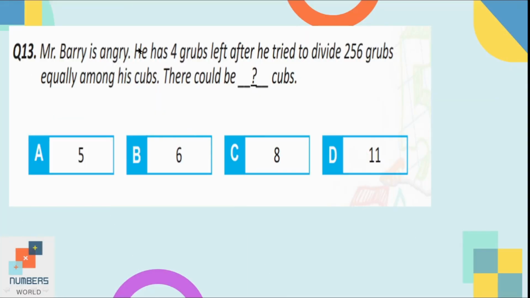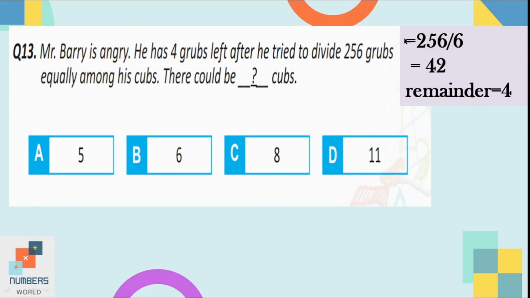Question number 13. Mr. Berry is angry. He has 4 grubs left after he tried to divide 256 grubs equally among his cubs. There could be dash cubs. So we need to find out a number. If we divide 256 by it, the remainder is 4. We can try different options, but if we divide 256 by 6, the answer is 42 and the remainder is 4. It means that each cub will receive 42 grubs and the 4 grubs will be left. So option B is the correct option.